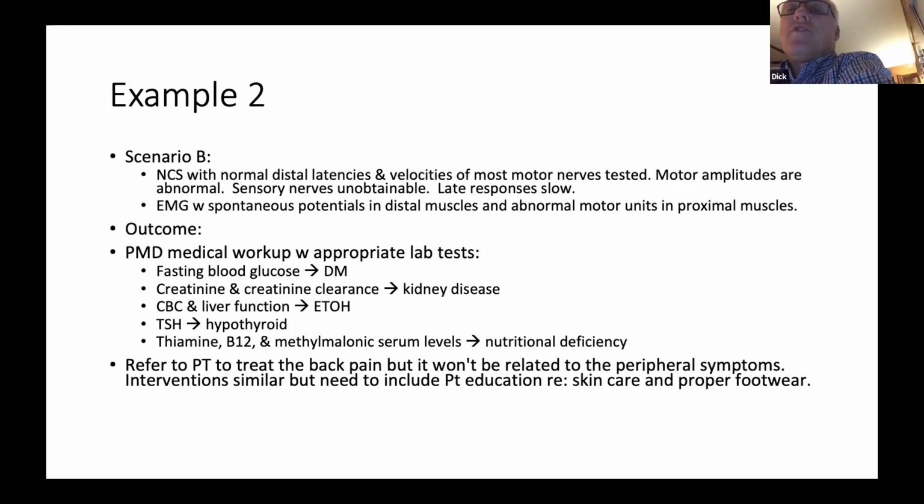Hey, John, one other question. Do you routinely get the workup of the appropriate lab test from the doctor? Not routinely, no. In this case, I don't think the patient had any. This particular patient didn't have any before the test.